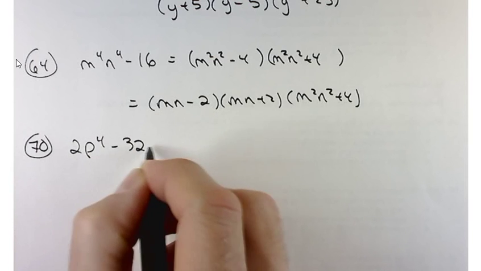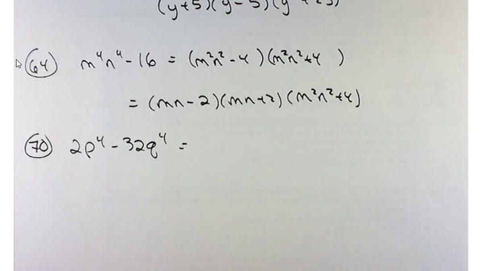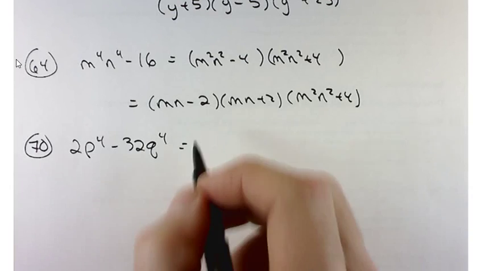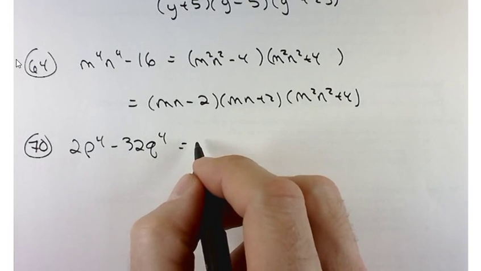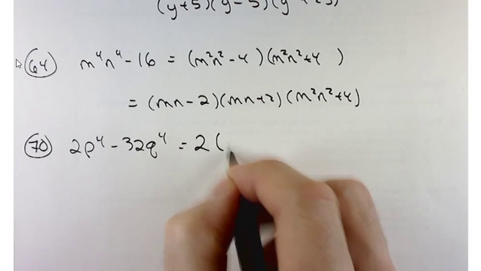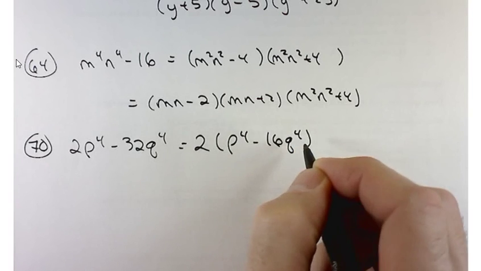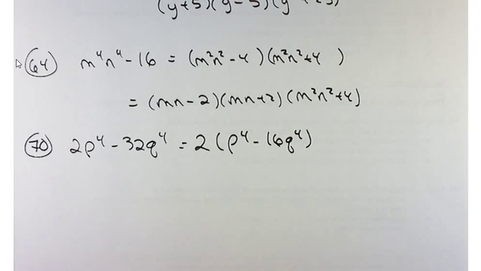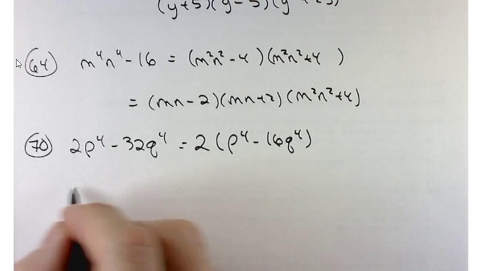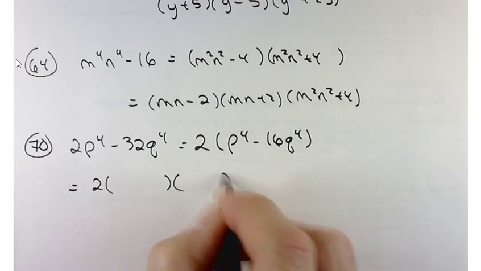Factor out a 2. Good. That's going to leave behind p to the fourth minus 16q to the fourth. Good. Sam? P squared minus 4q to the 2. Good. Minus 4q squared, and then a plus 4q squared.